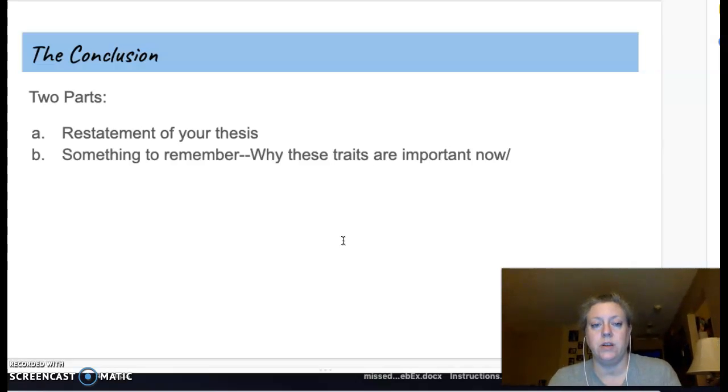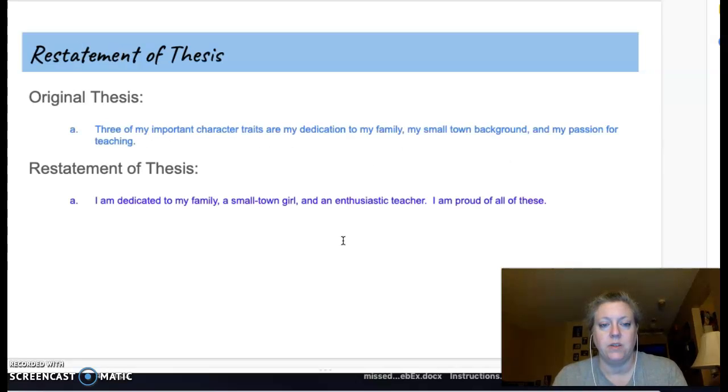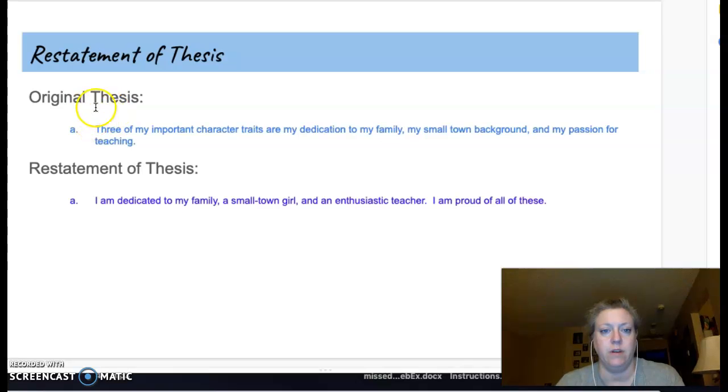So the conclusion, there's 2 parts. One is a restatement of the thesis, and the other is a something to remember. If you have not already watched my lesson on paraphrasing, you should do that first, because I'm assuming you have done that lesson already. Okay? So the restatement of the thesis is easy. You just take your original thesis, which you've already written for your introduction. 3 of my important character traits are my dedication to my family, my small town background, and my passion for teaching.